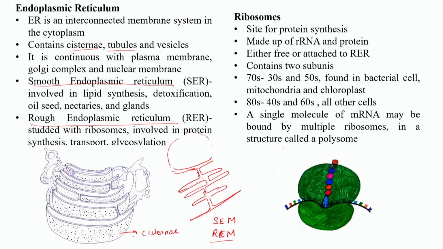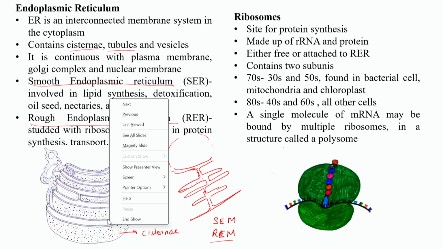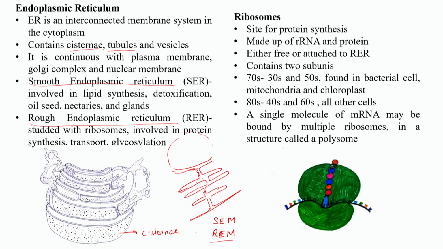These ribosomes are involved in protein synthesis. This protein is synthesized and transported inside the lumen of this endoplasmic reticulum, where it is modified, packaged, and finally transported to Golgi bodies for further packaging and secretion.